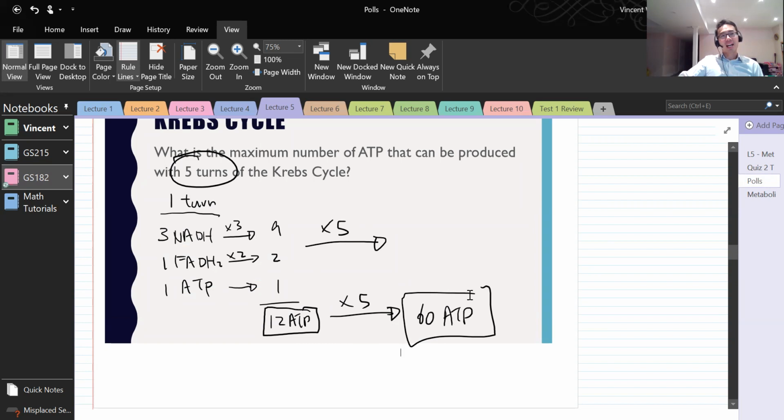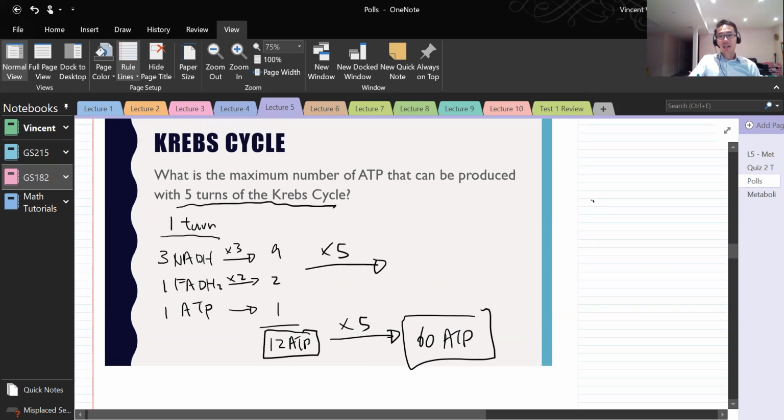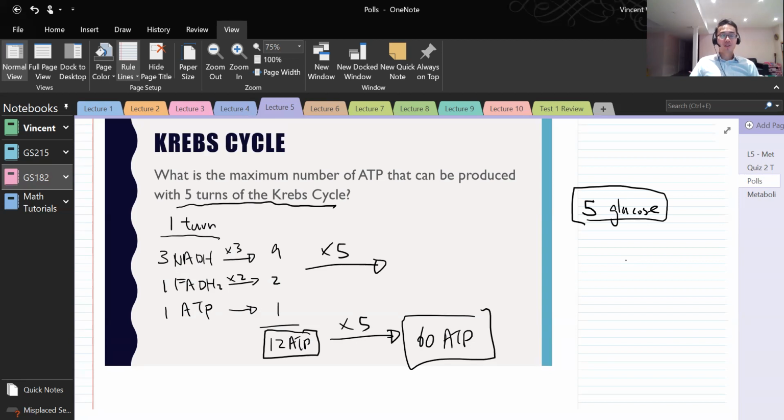Now I can guess why a lot of you said 120, because you're thinking, well, I thought you said the Krebs cycle spins twice per glucose, right? I'm not asking about per glucose. I'm just asking about 5 turns of Krebs cycle. When would the answer be 120? The answer will be 120 if I say there is 5 glucose. If you're going to metabolize 5 glucose, how many ATP will be produced from Krebs cycle alone? Then the answer will be 120. Do you understand the distinction?